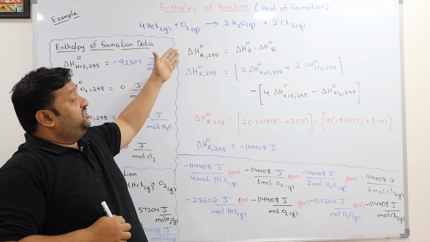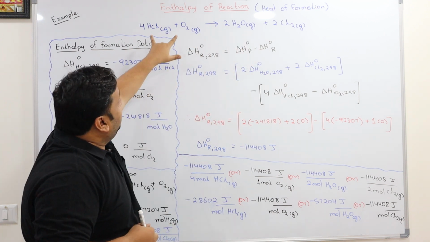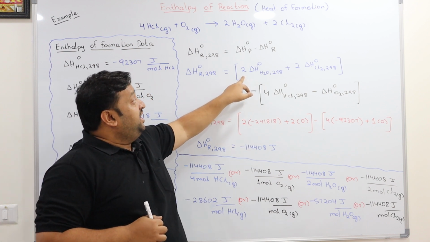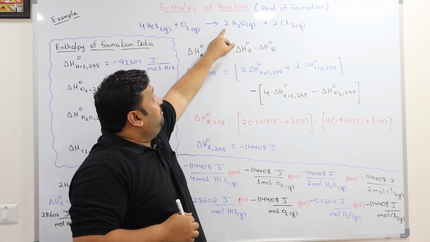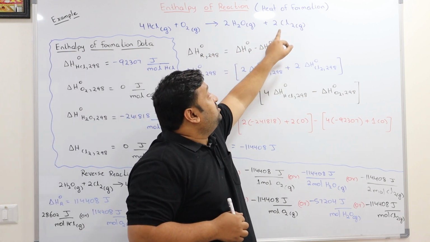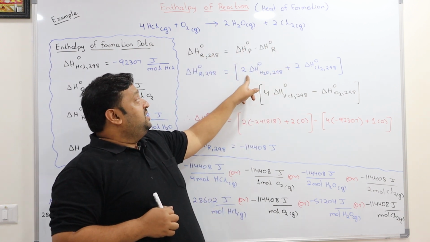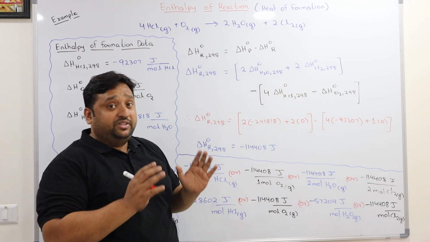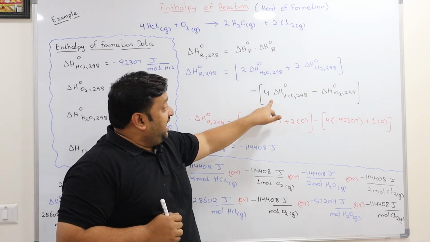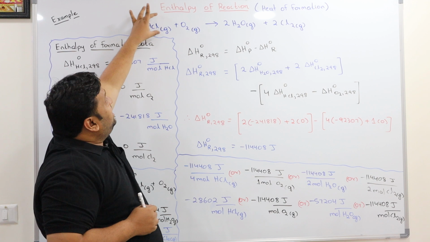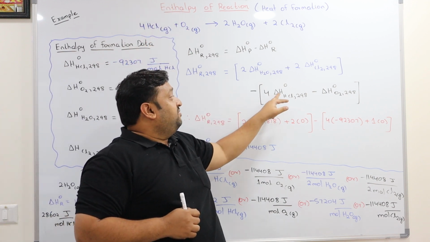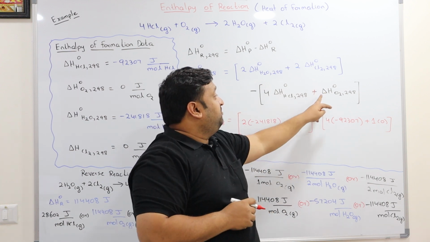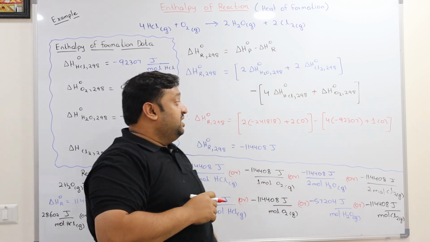As you know, the enthalpy of the reaction is nothing but the enthalpy of the products minus the enthalpy of the reactants. For the products, you can see the water is multiplied by 2 and the chlorine is also multiplied by 2. That is why it is 2 times the enthalpy of formation of water plus 2 times the enthalpy of formation of chlorine on the product side. On the reactant side, 4 moles of HCl and 1 mole of oxygen, so 4 times the enthalpy of formation of HCl plus 1 times the enthalpy of formation of oxygen.